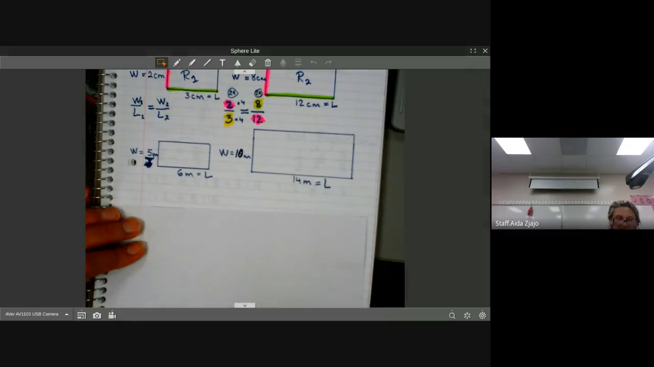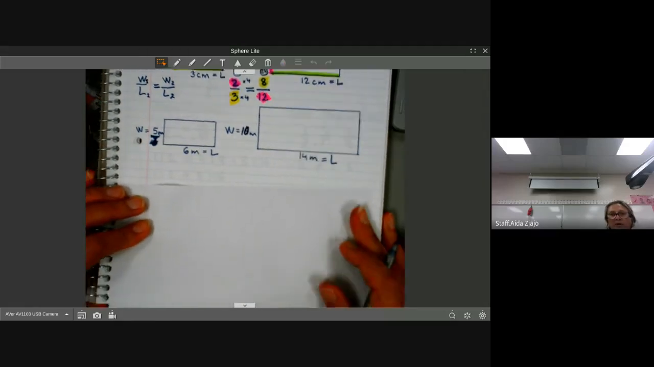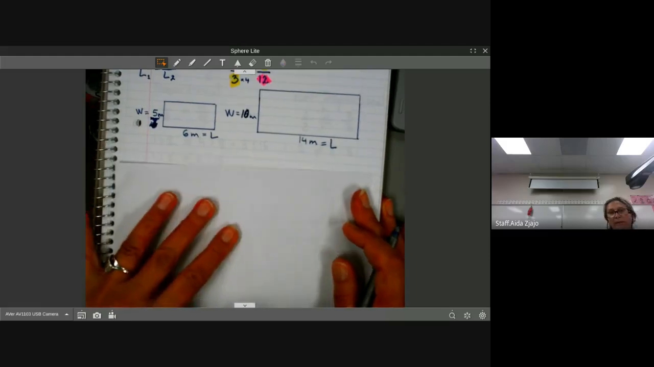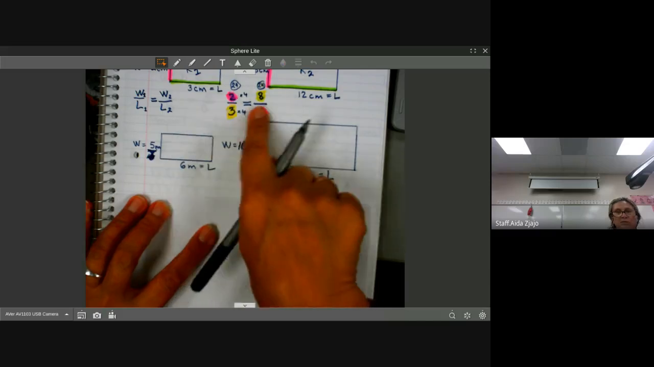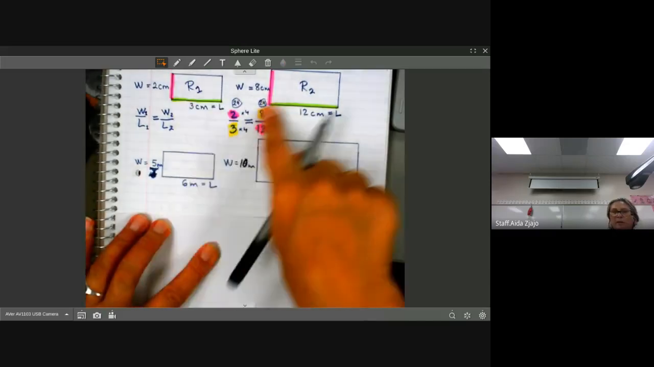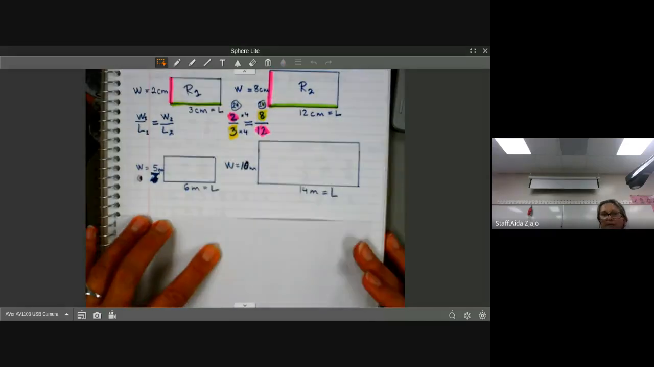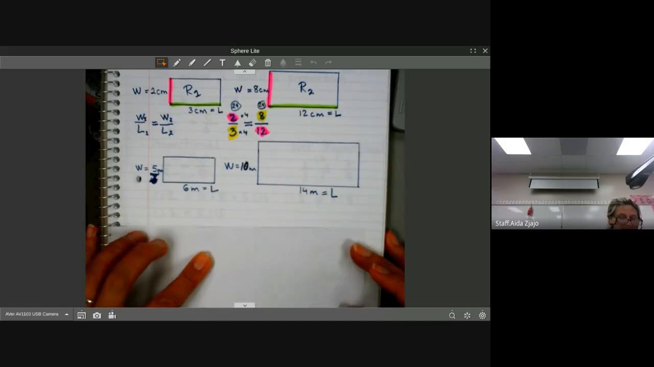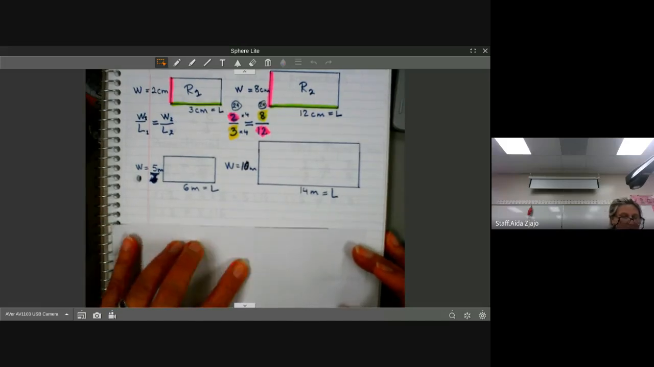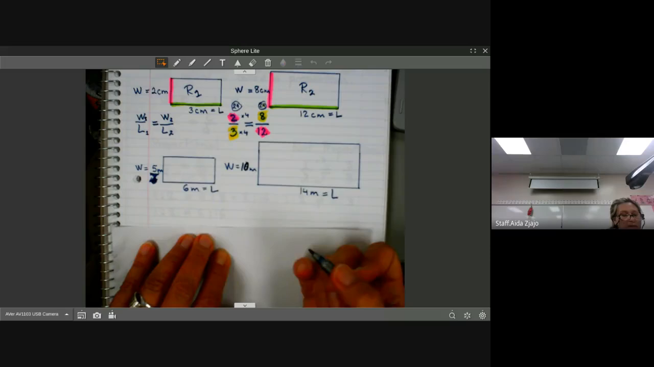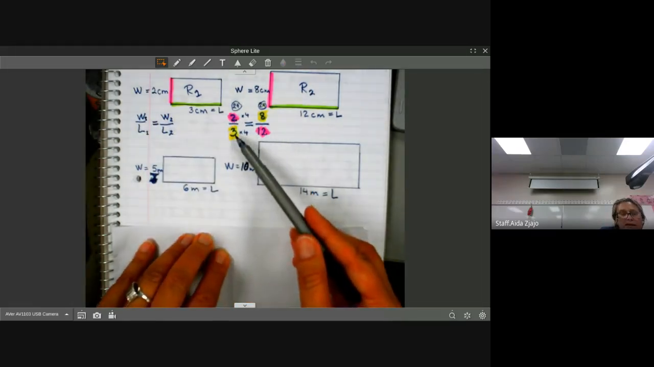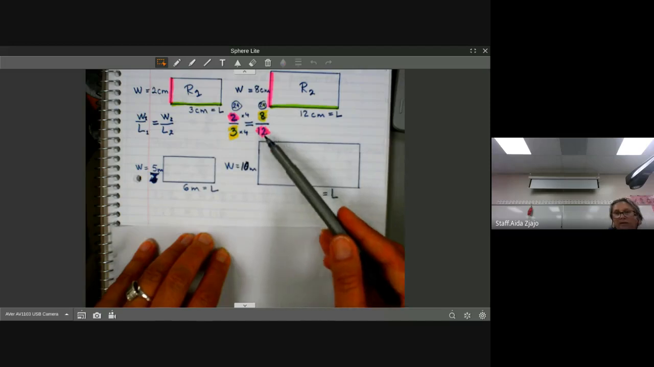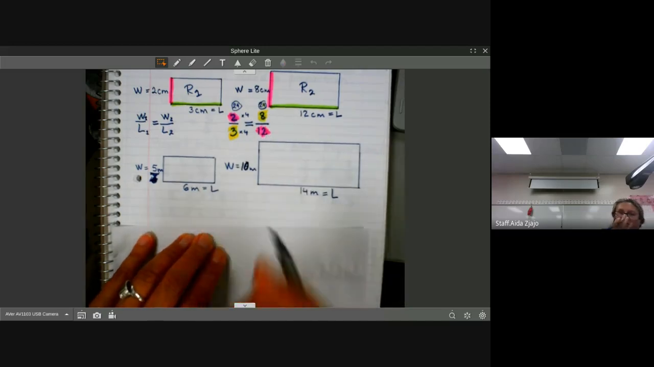So now I need to figure out: are these similar? So what do I do first? Who can remember? Look at the example here. What did I do first? Somebody help me out, please. Remember, we can compare the width and length of one, and then the width and length of the other one. So what should I write first?